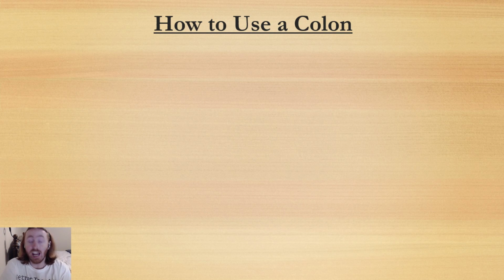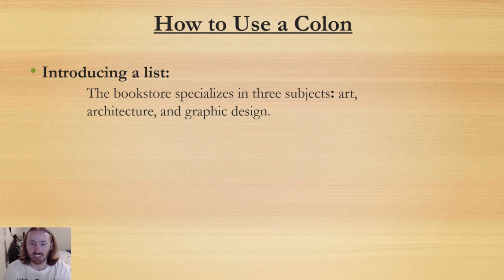So let's start with the colon. How do you use a colon? The number one way that a colon is used is exactly what I have right here. It's for introducing something, especially a list. The example sentence I have for this is, the bookstore specializes in 3 subjects: art, architecture, and graphic design. You heard when I read this sentence that I paused after subjects, and that pause makes you listen to what comes next. The bookstore specializes in 3 subjects: art, architecture, and graphic design. And so I've set the stage for what the subjects are by the introductory sentence and the colon.